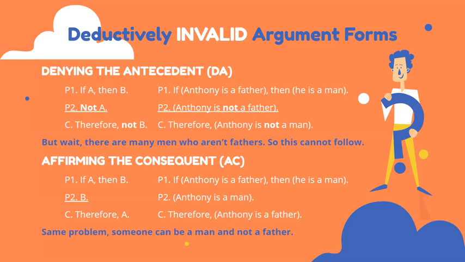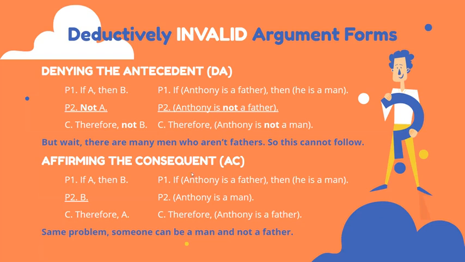So here are some other common deductively invalid argument forms and some examples. So denying the antecedent. If A, then B, not A, therefore not B. So here's a good example. If Anthony is a father, then he is a man. Premise two, Anthony is not a father, therefore Anthony is not a man. So why is that defective? Well, there are many men who aren't fathers, right? Just because I'm not a father doesn't mean I'm not a man. So there's something suspect with that reasoning there, and this example shows it.